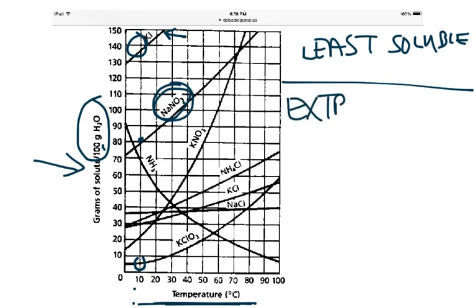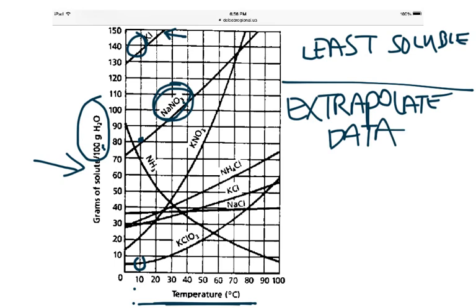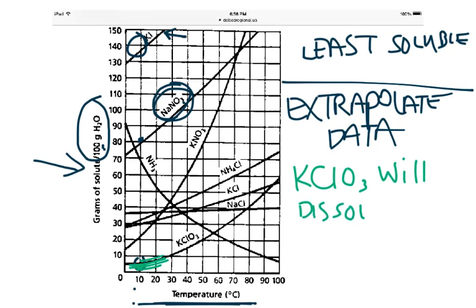Another thing you may have to do, this is like one of my favorite words, you might have to extrapolate data. Tell me that's not the greatest word ever. Extrapolating data means you have to take it past what's on the graph. So let's say I ask you, how much KClO3, this curve down here at the bottom, will dissolve in 200 grams of water at 50 degrees. Well, now I got to think a little bit. Okay, 50 degrees, KClO3, I got that. That's right there. Bam. So 20 grams of this stuff.